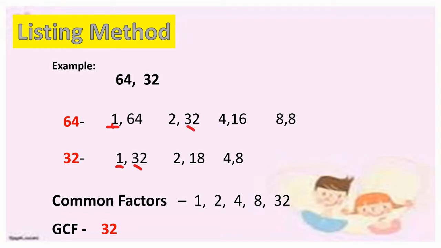So we have 1, we have 32, we have also 2, we have 4, and then the last one is 8. So, kapag isinulat natin yung mga common factors niya, yung pinakamalaki diyan is 32. So, our GCF is 32. Okay, did you get it right, kids? Okay, very good.